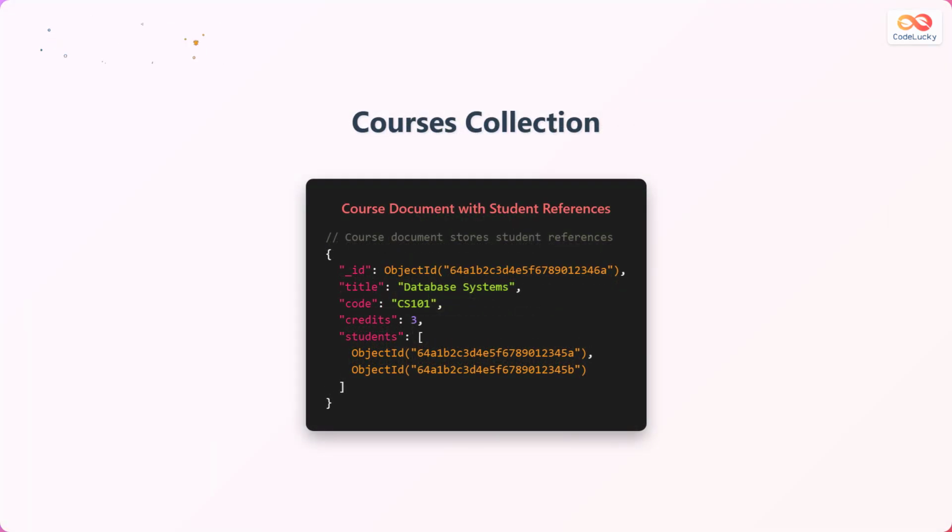On the other hand, a course document stores student references. Each course document contains an array of student object identification numbers, referencing the students enrolled in the course. For example, the students field contains two object identification numbers.